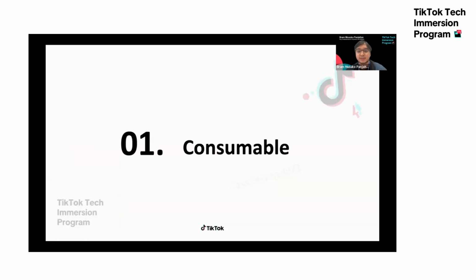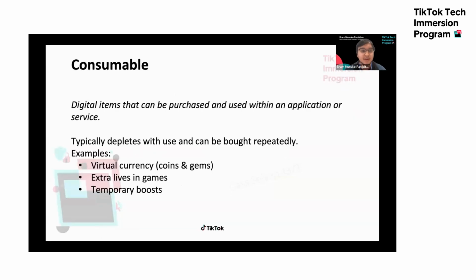So the first part is the consumables. So what is the consumables? Next slide, please. Okay. In terms of the definition, a consumable is a digital item that can be purchased and used within an application or services. Typically, it depletes with use and can be bought repeatedly. Examples of the consumables are virtual currency, such as coins and gems, extra life in games, or temporary boosts.